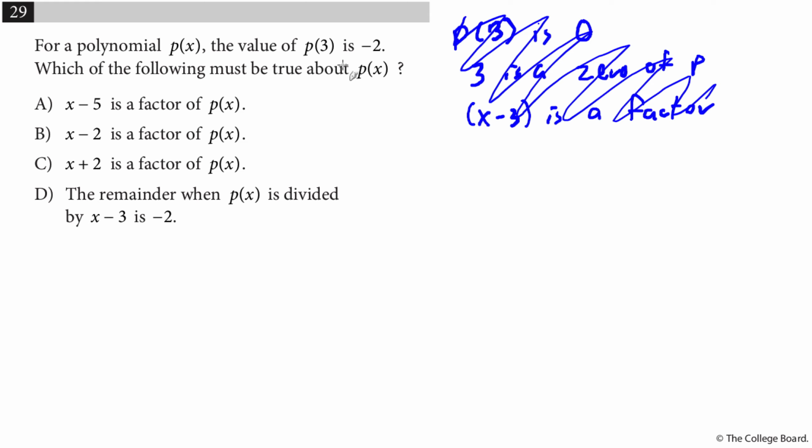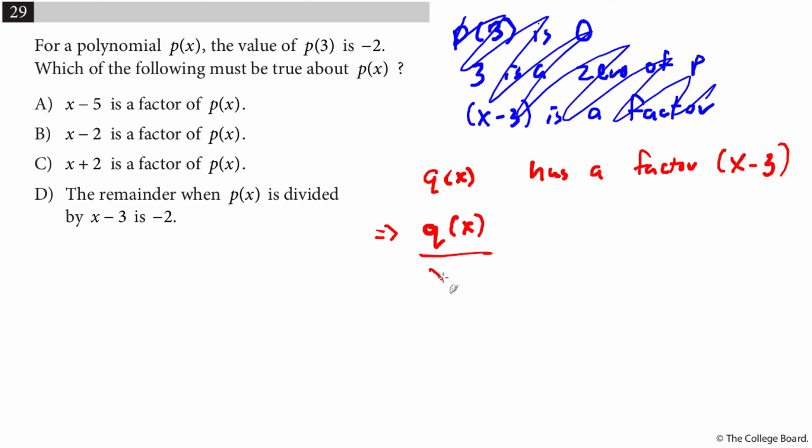And what that means for us is when we factor things out, we're trying to divide out something. So in this case, I'm trying to divide out x minus 3. And the fact that p of 3 is negative 2 means that after I divide out the x minus 3, I'll be left with negative 2. So that means I have something. Let's call it q, a different polynomial. And let's just say q of x has a factor of x minus 3. So that means that we can divide q of x by x minus 3 with no remainder.